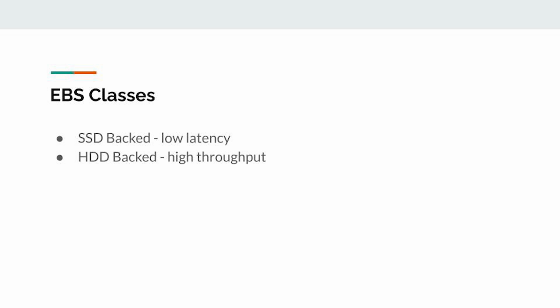HDD-backed storage is good for workloads which need high throughput. Their cost is lower than SSD-backed storage. HDD-backed storages are good for big data and data warehouse applications. It cannot be a boot volume.